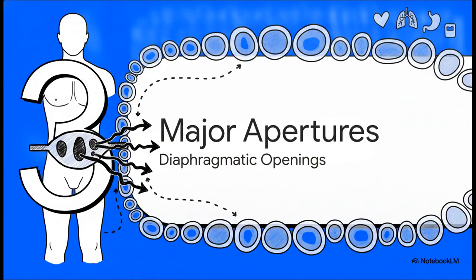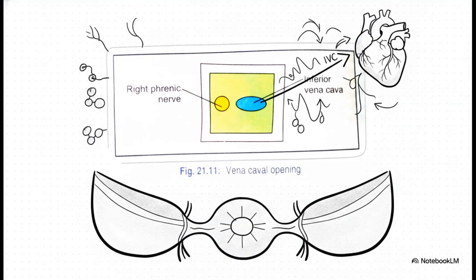Major diaphragmatic apertures. We are now at the most frequently tested anatomical features of the diaphragm, the major apertures. These are the openings, or hiatuses, that allow essential structures to pass between the thorax and abdomen without getting crushed. Our first major aperture is the vena cava opening, situated highest up at the T8 vertebral level. It sits right within the central tendon, slightly to the right of the median plane. What passes through it?